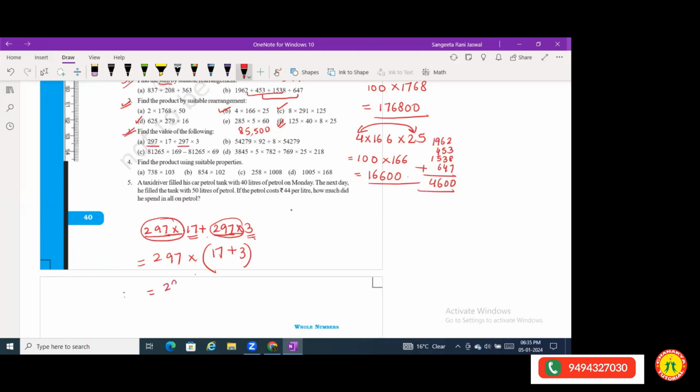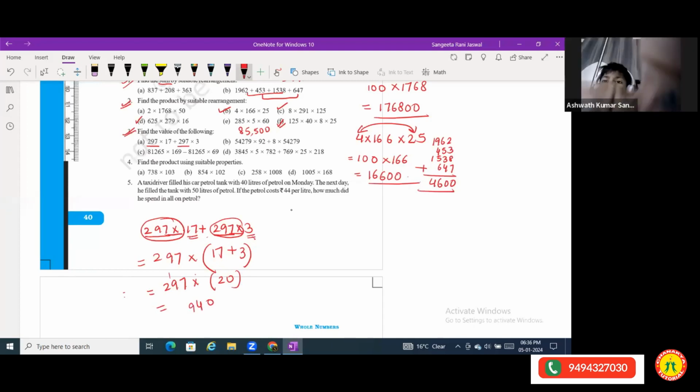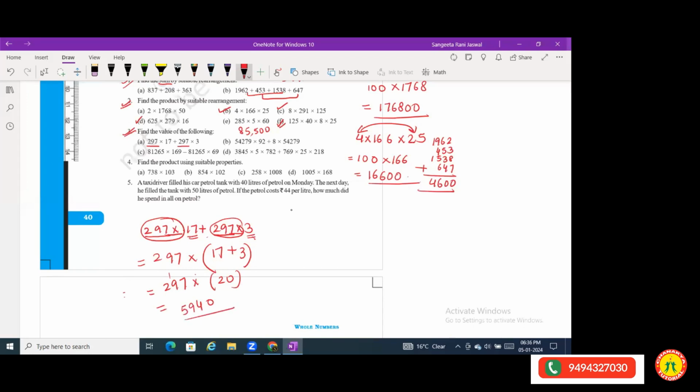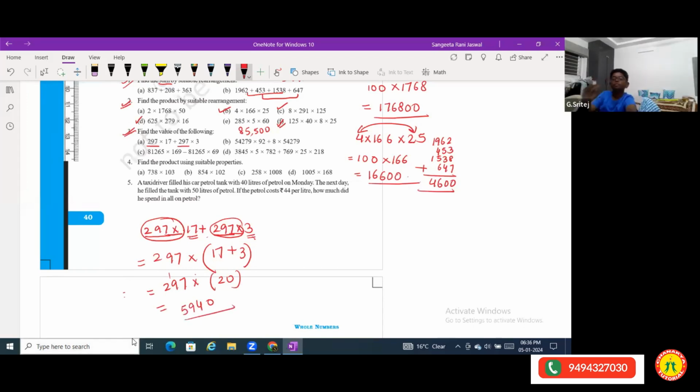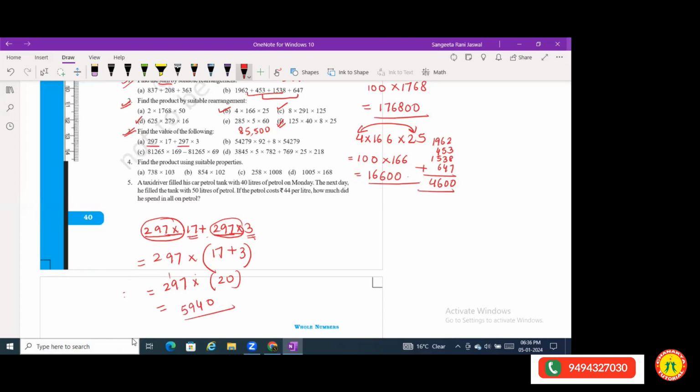Now I will just multiply. I will first solve the bracket, following BODMAS rule. 17 plus 3 gives me 20. Now 20 into 297 gives me, what do you have? 7 twos are 14, take 1, 18, 5,940. Answer. Okay? Understood now, everyone? Ma'am, I also got it. Very good.